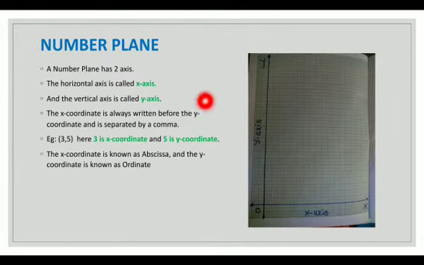Number plane. A number plane has two axes. The horizontal axis is called the x-axis and the vertical axis is called the y-axis. The x-coordinate is always written before the y-coordinate and it's separated by a comma. For example, 3, 5. Here, 3 is the x-coordinate and 5 is the y-coordinate. The x-coordinate is known as abscissa and the y-coordinate is known as the ordinate.